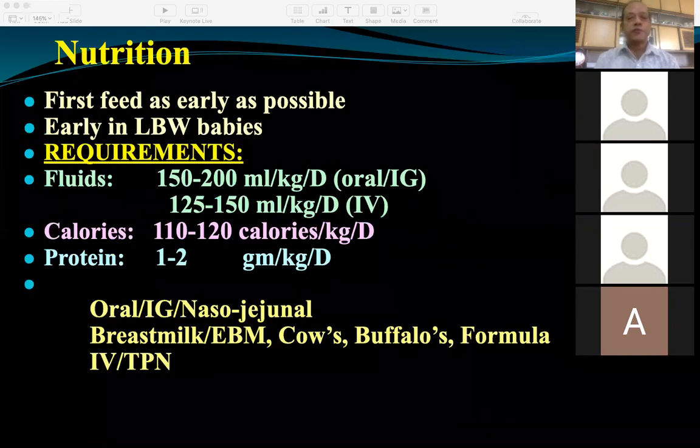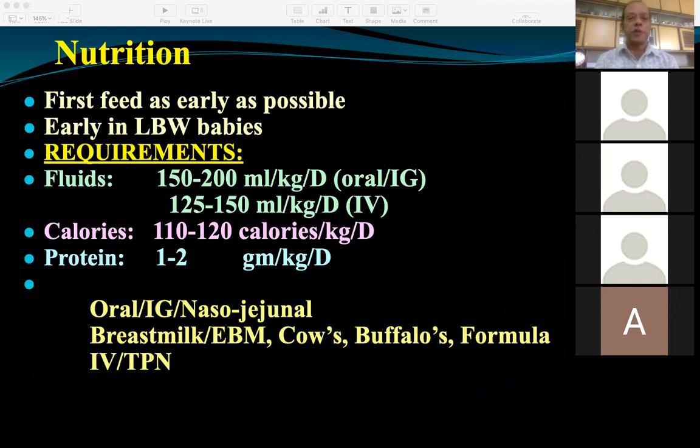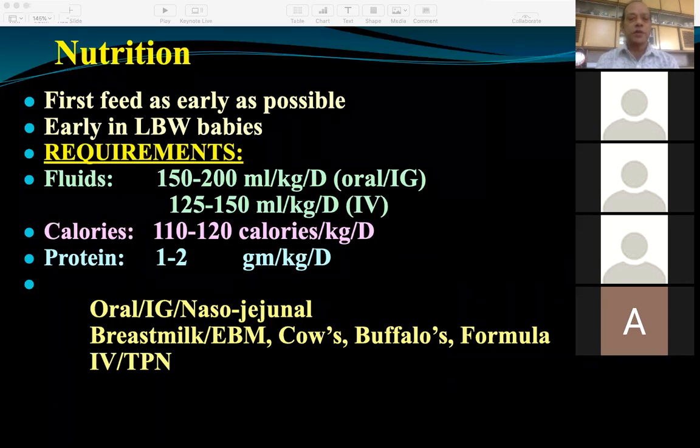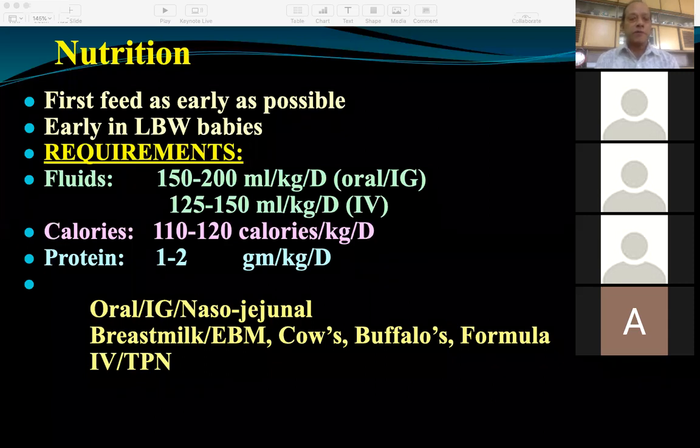The first feed should be given as early as possible. If the baby is low birth weight, still earlier. The requirement of fluid is 150 to 200 ml per kg per day if we are giving orally or IG. And if we are giving IV, it is 125 to 150 ml per kg per day. This is more so in the first month of life.